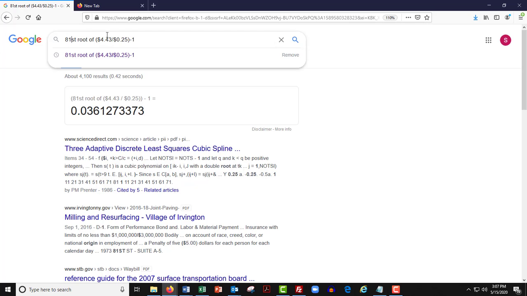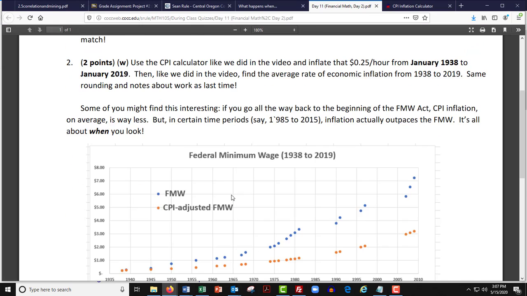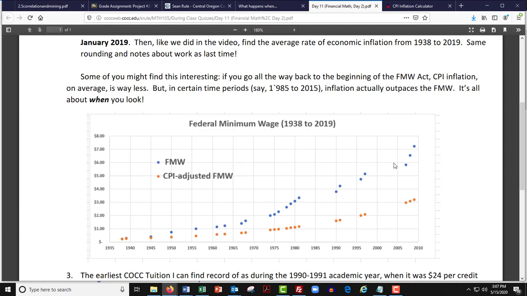All we've got to do is change the ending amount. So about 3.6% for number 2. That means that minimum wage actually outpaced inflation, which I think is what I showed you. Let me find, here it is right here. Minimum wage is the blue dots, and the yellow dots are the inflation. You can see almost immediately they began to outpace inflation.